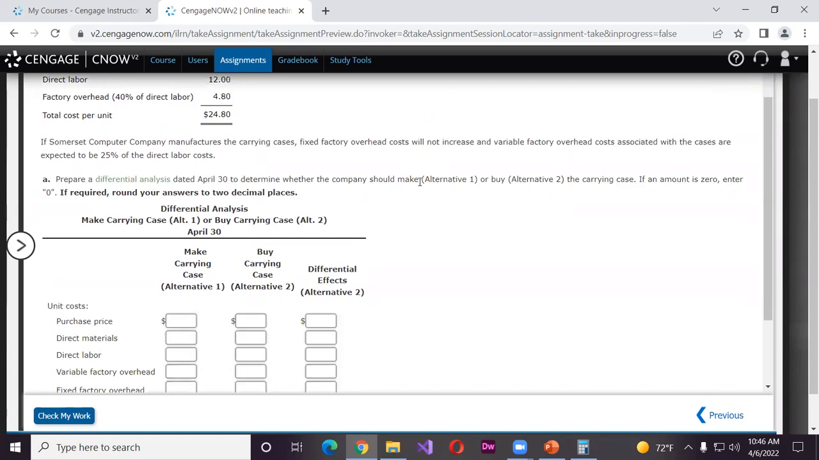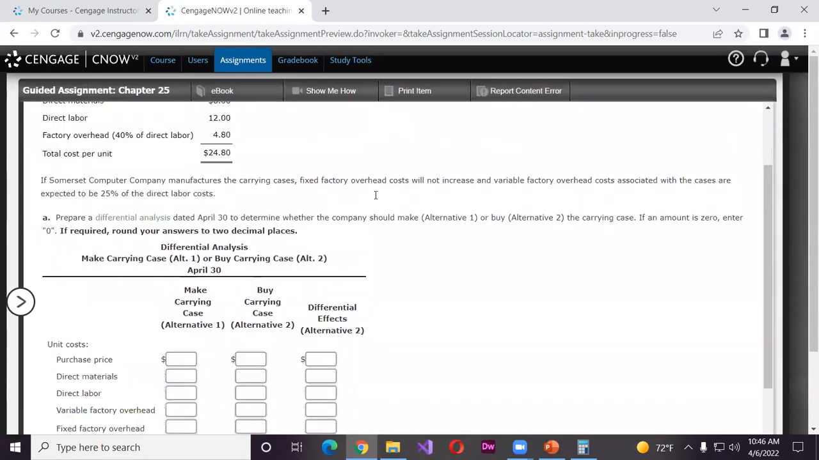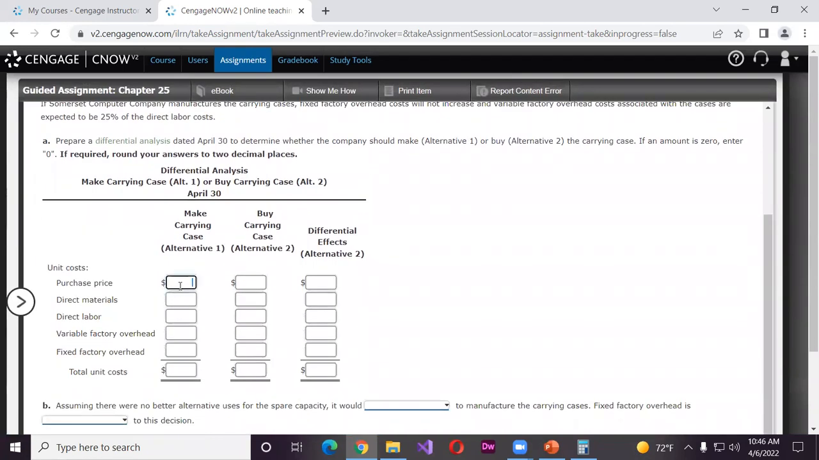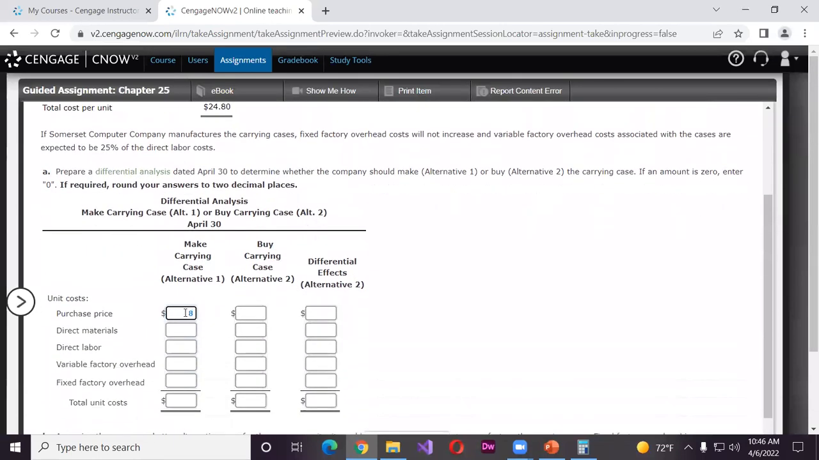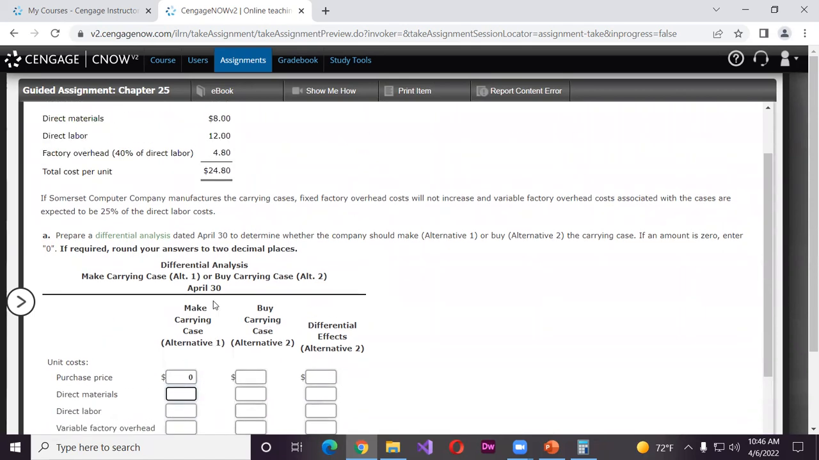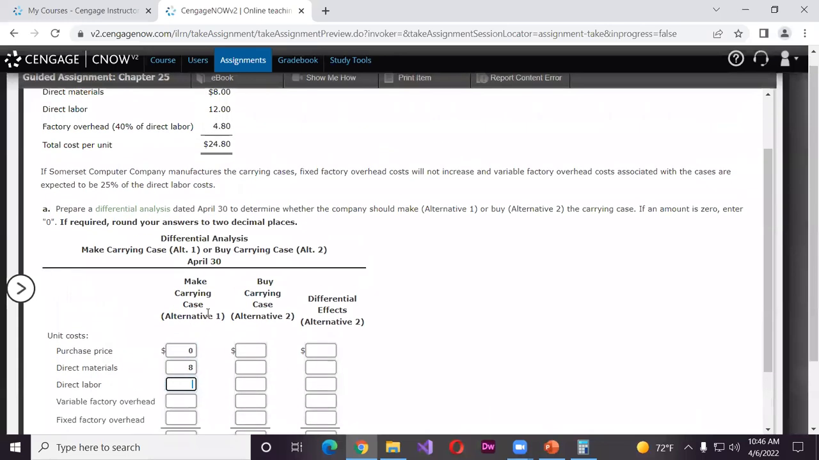All right. So if we make these, then our direct materials are $8. All of this is the information given to us. Our purchase price is $0 if we make them, right? Our direct materials is $8. Our direct labor is $12. It wants us to break out the overhead. So our fixed factory overhead costs will increase.